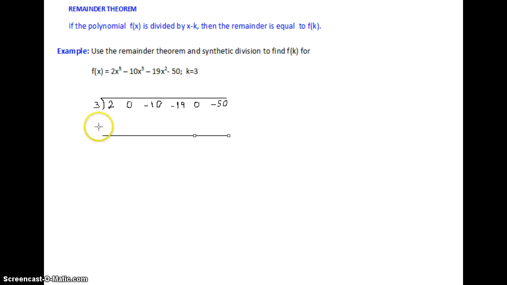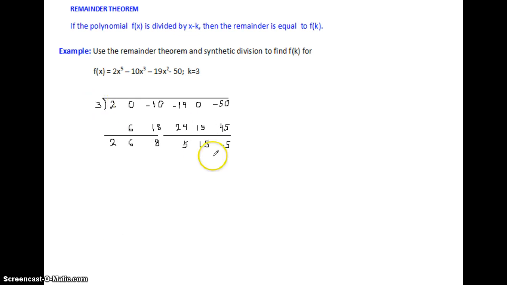Let's apply the synthetic division. We'll bring down 2. 3 times 2 equals 6. 6 plus 0 is 6. 3 times 6, 18. 18 minus 10 is 8. 3 times 8, 24. Minus 19, 5. 3 times 5, 15. Plus 0, 15. 3 times 15, 45. Minus 50, negative 5. So negative 5 is the remainder of dividing the function by x minus 3.